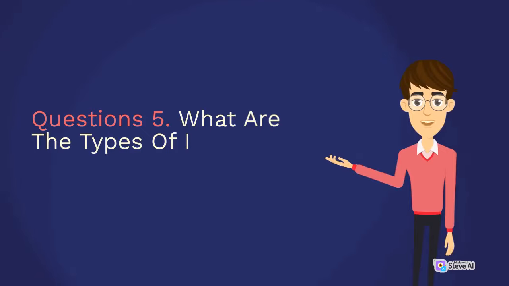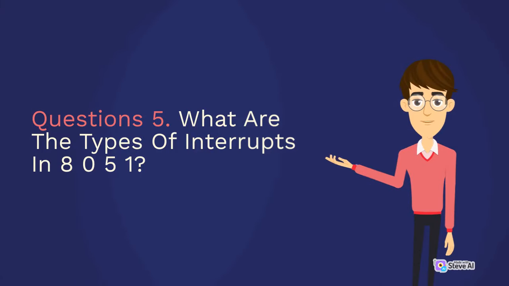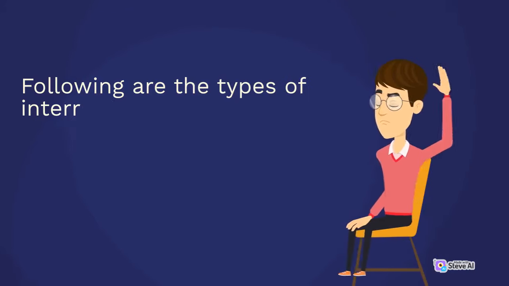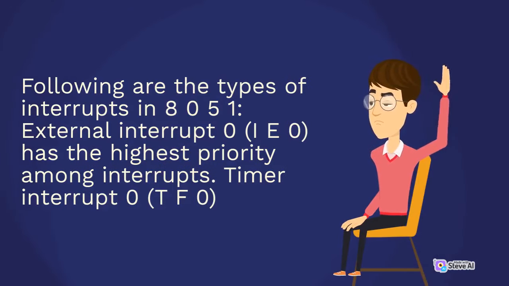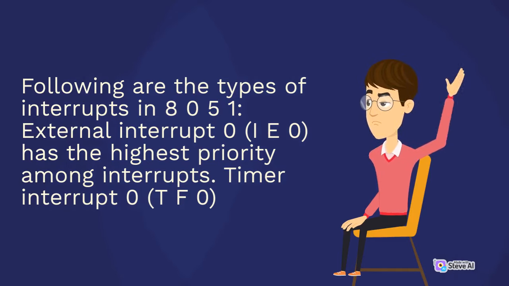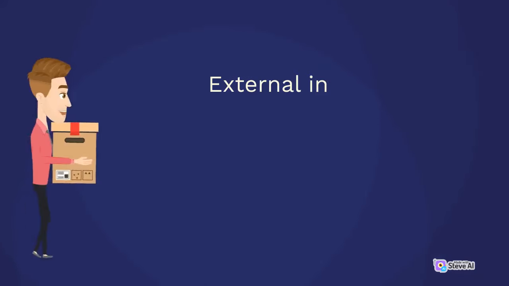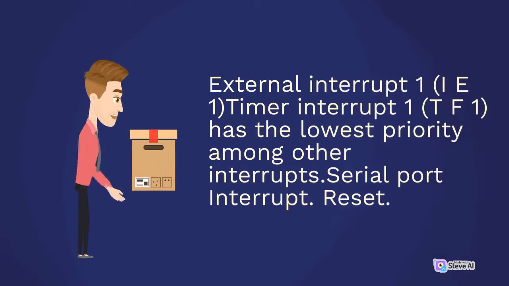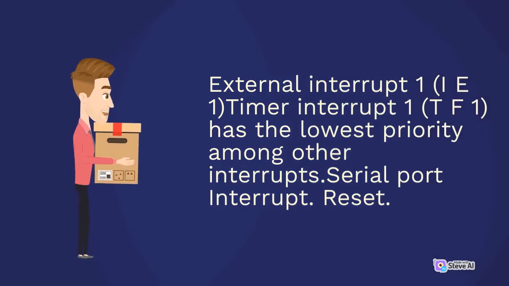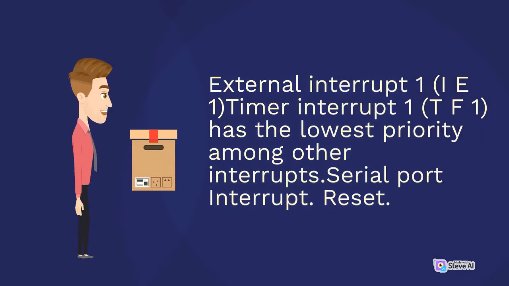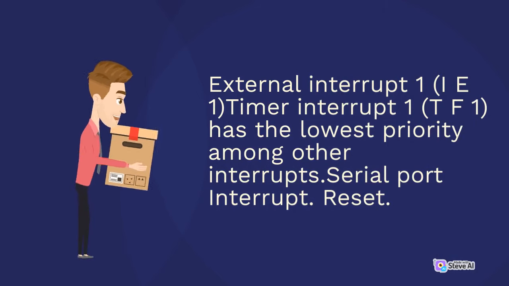Question 5. What are the types of interrupts in 8051? Following other types of interrupts in 8051, external interrupt 0, i.e. INT0, has the highest priority among interrupts. Timer interrupt 0, TF0. External interrupt 1, i.e. INT1. Timer interrupt 1, TF1. Serial port interrupt. Reset. The serial port interrupt has the lowest priority among other interrupts.